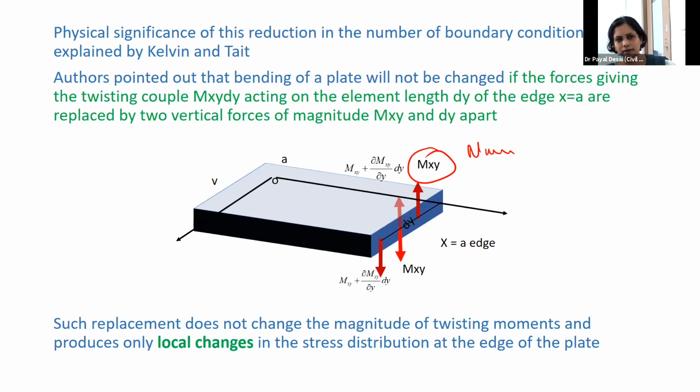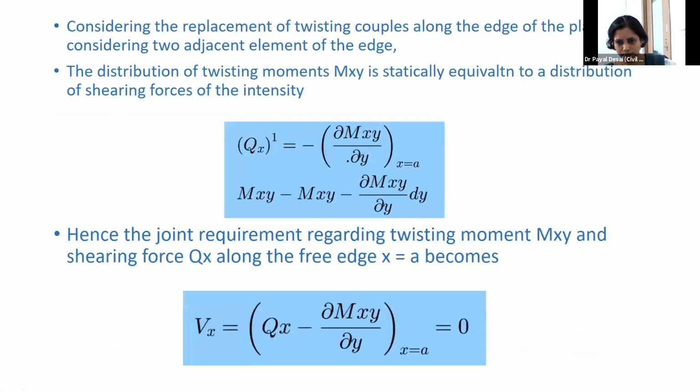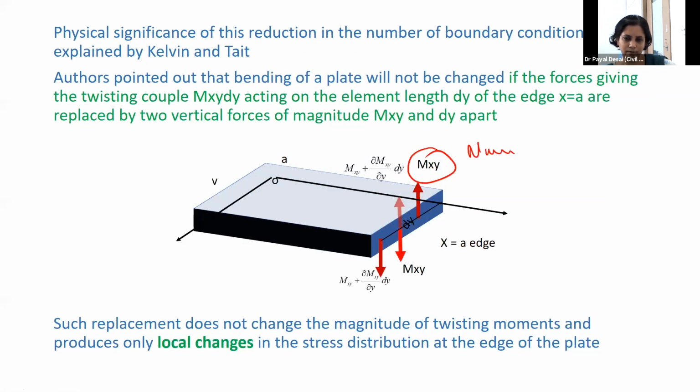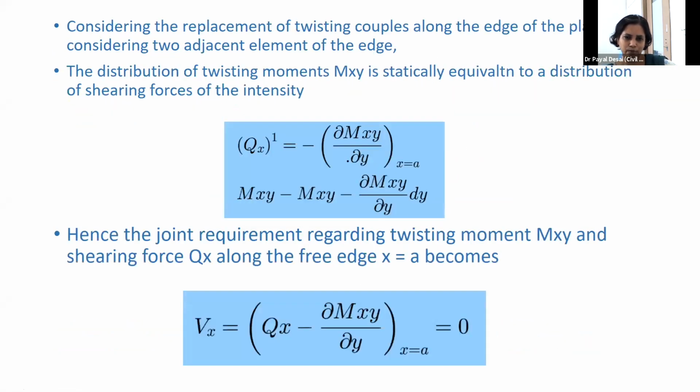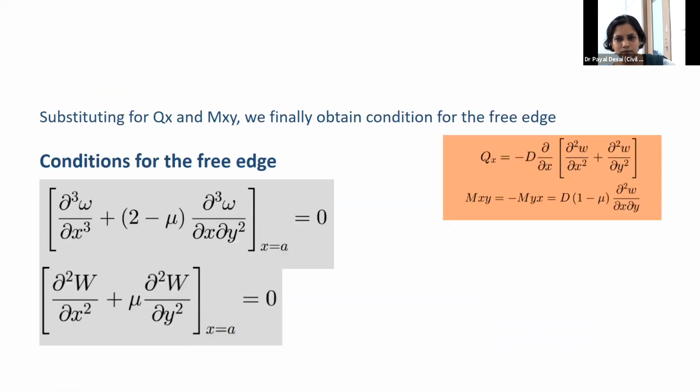So this will not make much difference in the bending moments, but only at the corners there will be some change. When I combine, I use this equilibrium of the forces, I replace Qx, I combine both, so I am able to combine my total force boundary condition, shear force, which is 0. I have added this twisting couple, so it becomes Vx equal to 0. So finally I have two conditions. One comprises of this and the second comprises of the bending moment equal to 0. So finally we have two conditions.